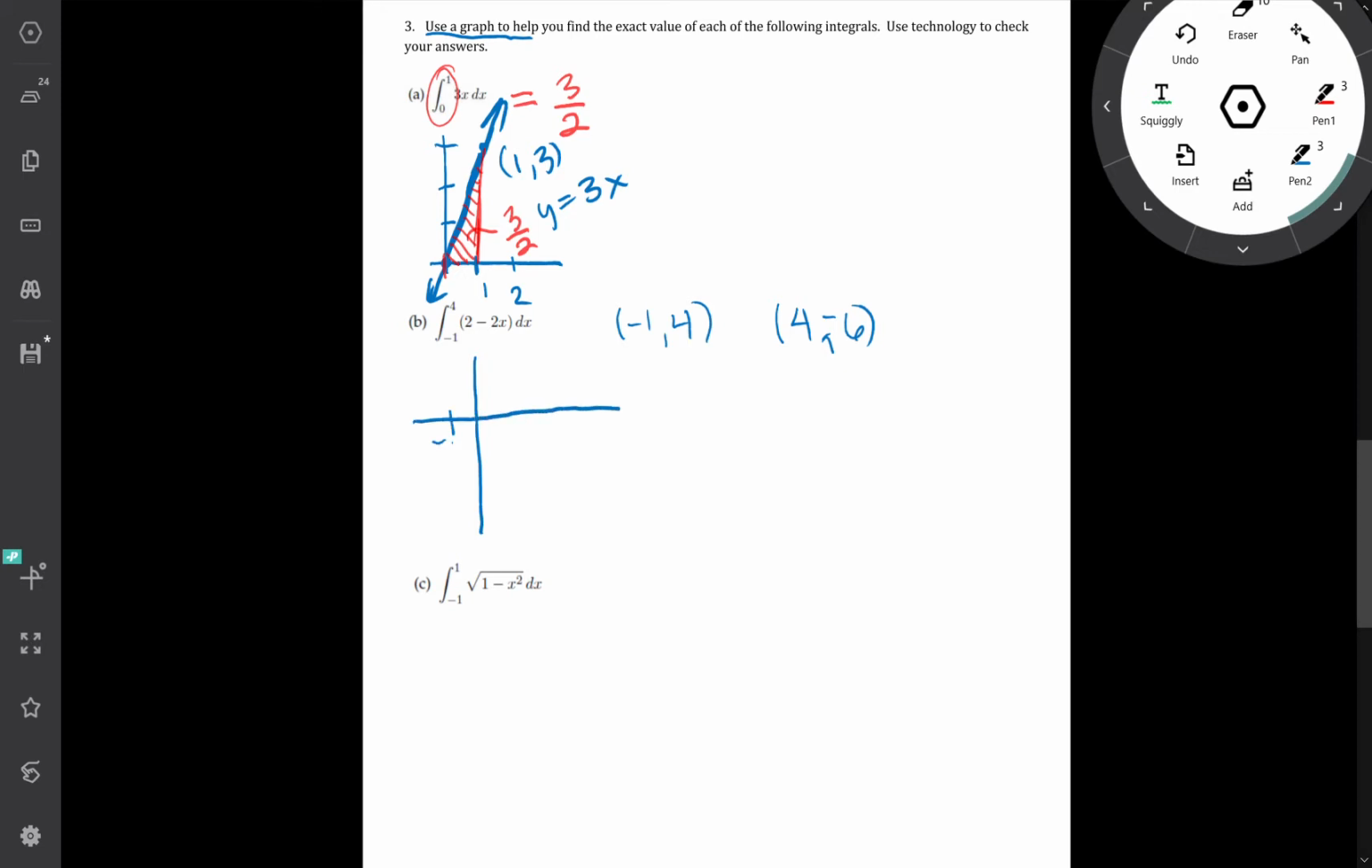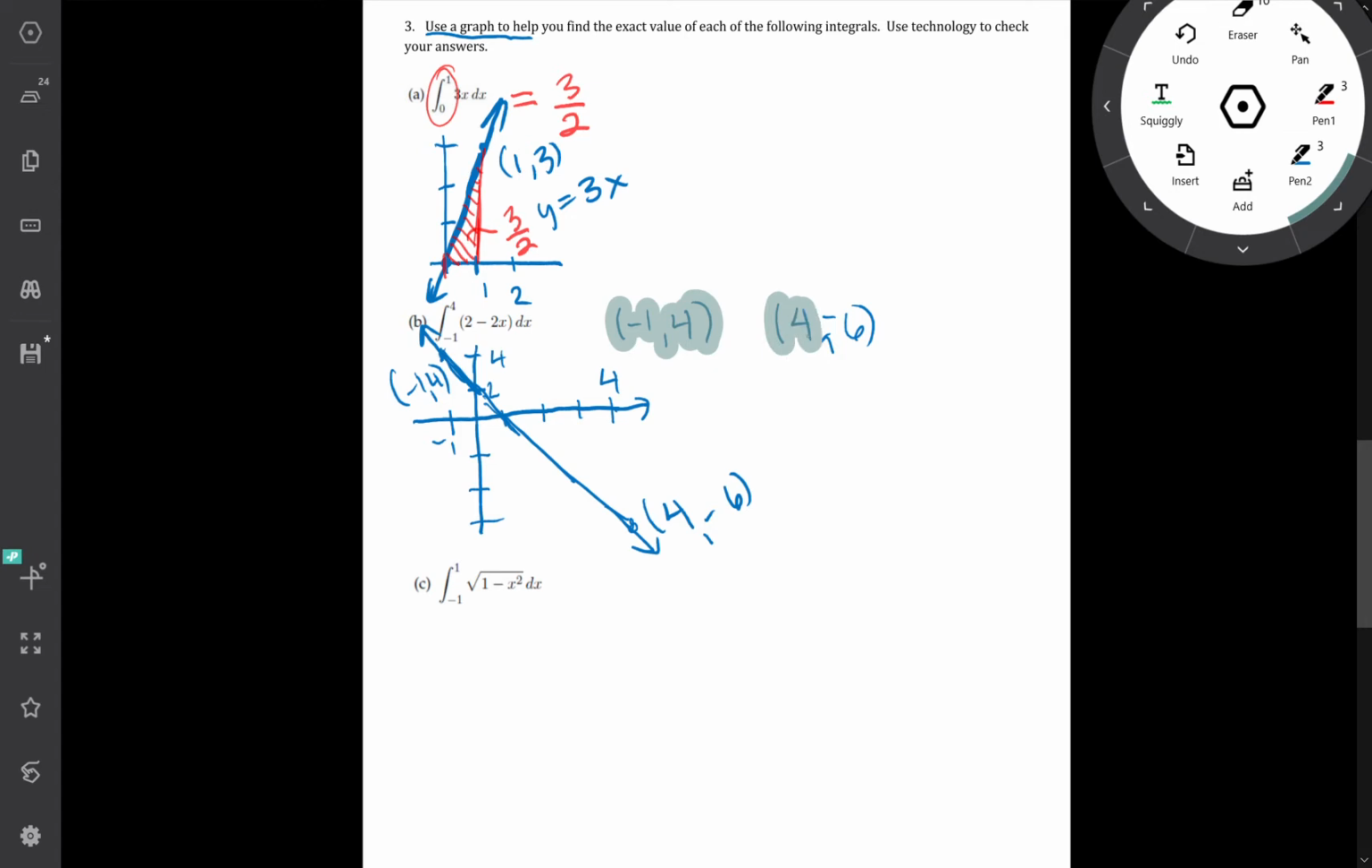So if this is -1, and this is 4, that's the interval we're interested in. We know it goes through, let's say this is 2, 4. So it goes through (-1, 4). And then it's going to go through (0, 2), and then (1, 0). It's going to keep heading down until we hit this point, which is (4, -6). And this one was (-1, 4). Okay, so there's my graph.